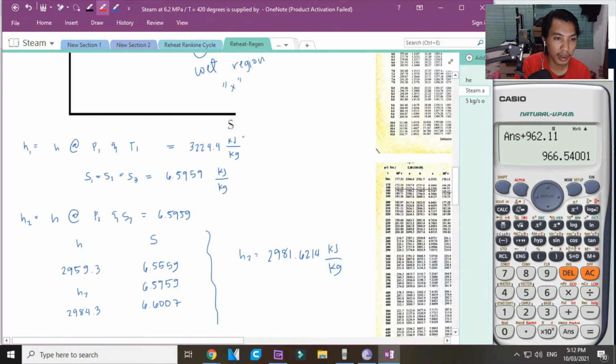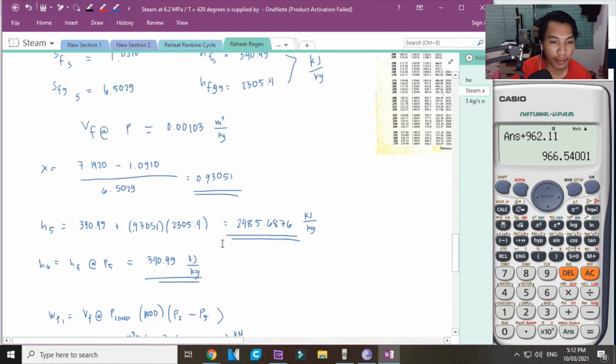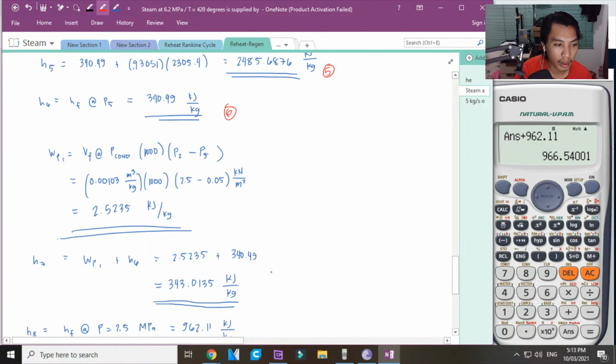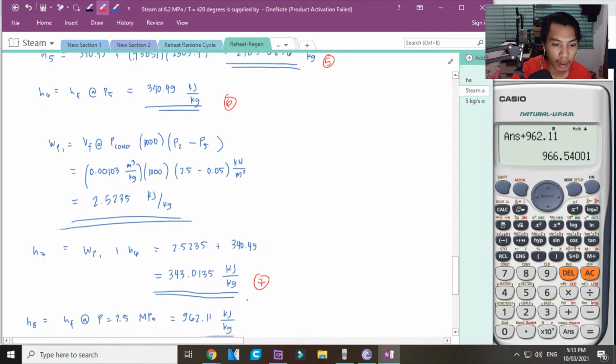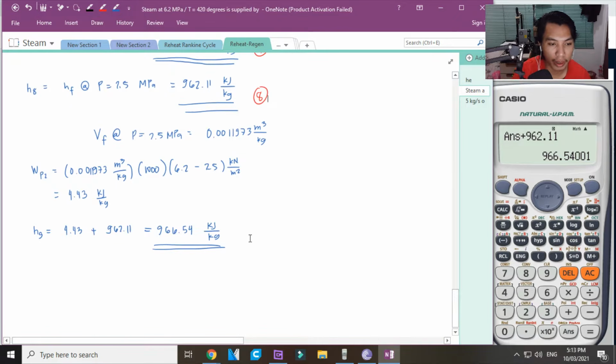So this one, enthalpy 1, enthalpy 2, enthalpy 3, enthalpy 4, and then enthalpy 5, this one, 6, 7, 8, and then the final one, 9. Ano yung mga guide questions dyan?